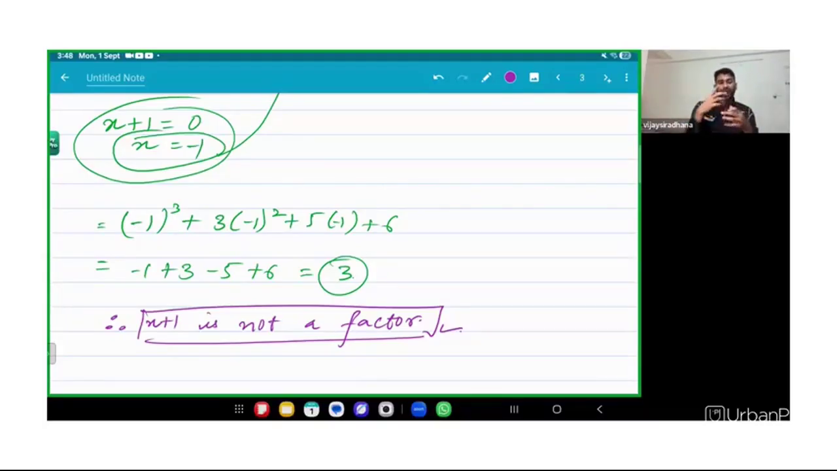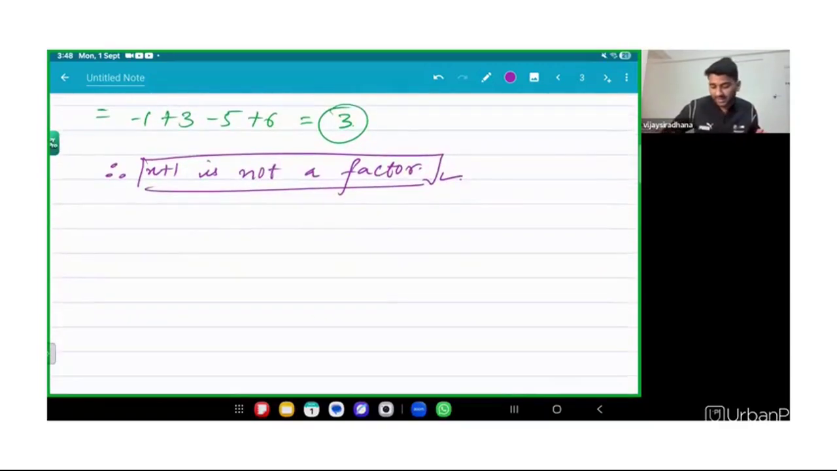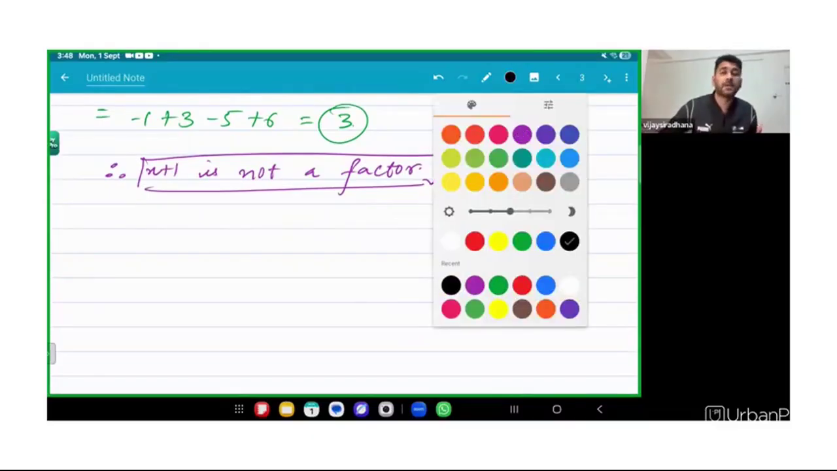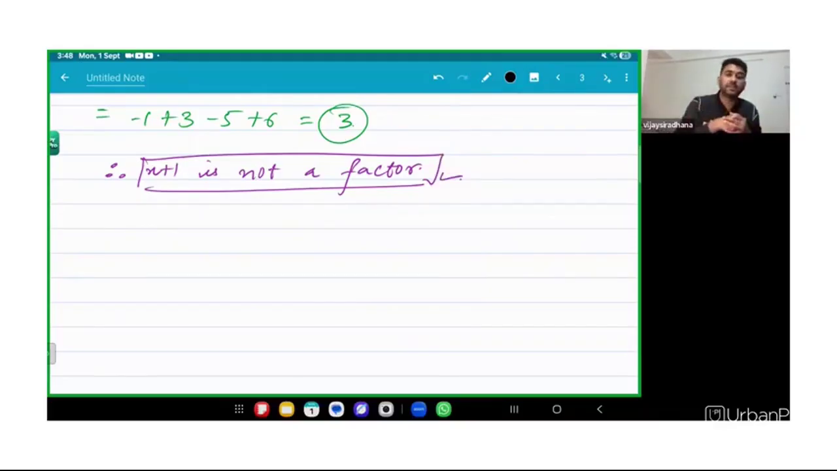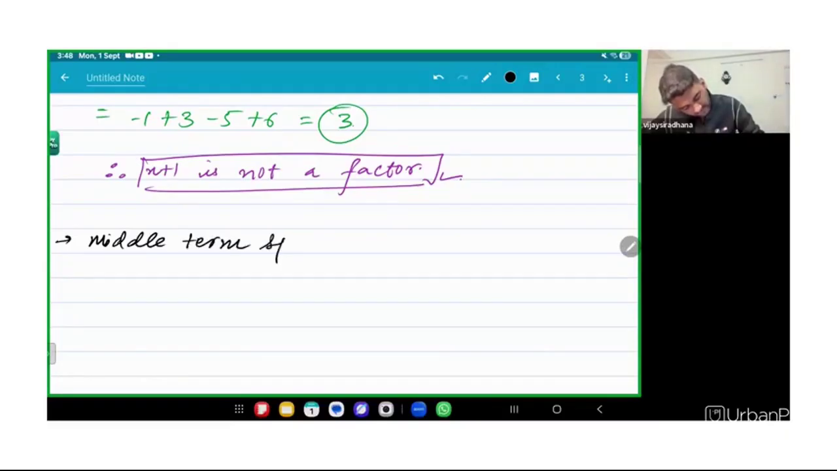So this is how you need to solve. Now students, in the factorization, you can factorize any polynomial with two methods. First one is the factor theorem, and the second one is the middle term splitting method. Now students, let's study about the middle term splitting method, and this theorem is very important from your examination point of view, as well as in the upcoming 10th grade this theorem will be mostly used. So which is middle term splitting method.